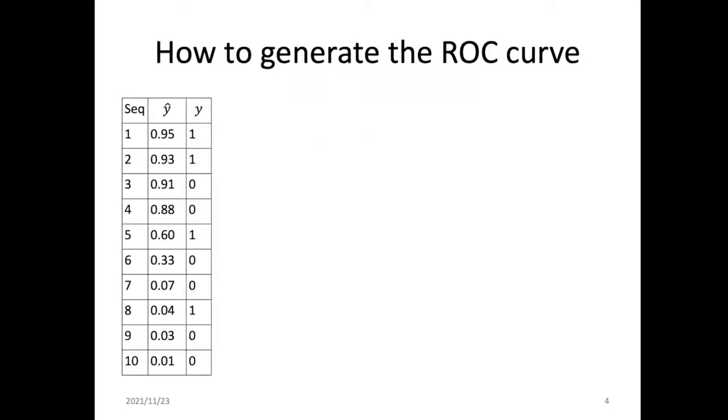Let me give you an example. This is the example we showed a couple of weeks ago. Initially, our threshold is set very high. Then all these instances will be regarded as negative. But from the 10 instances, only 6 of them are indeed negative. So your true positive is 0 and your false positive is 0.